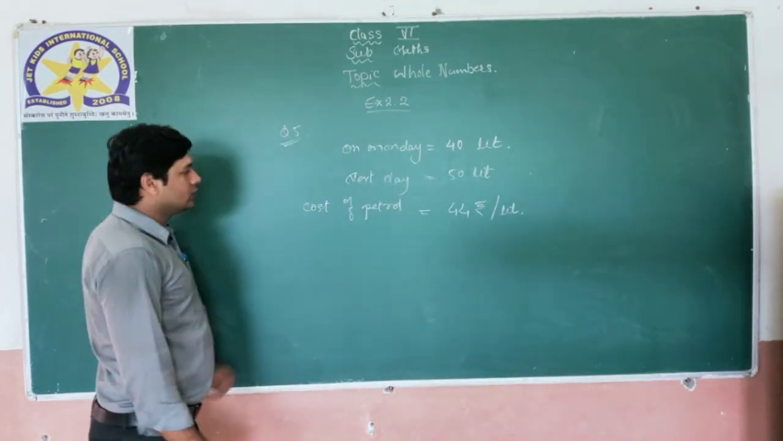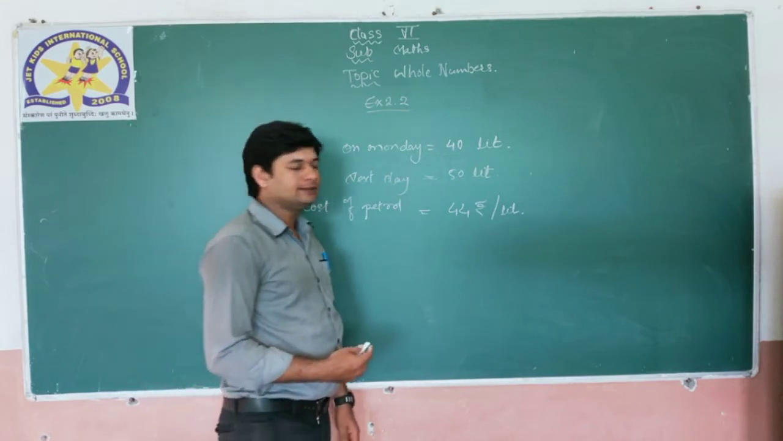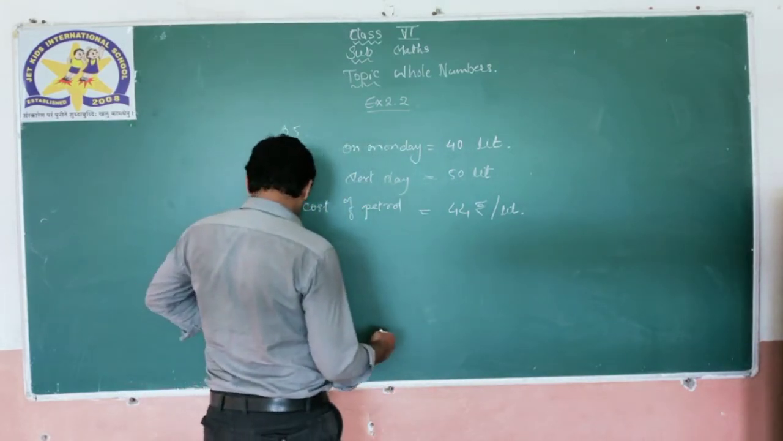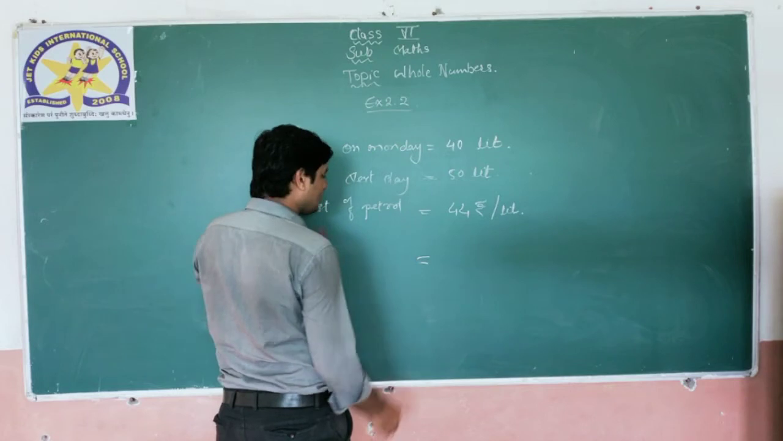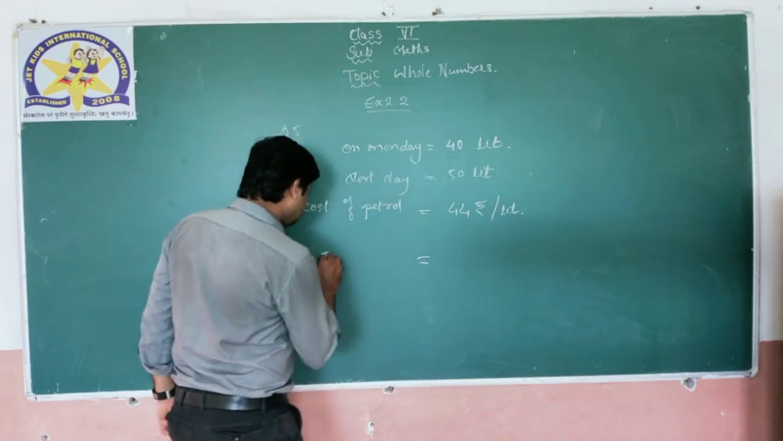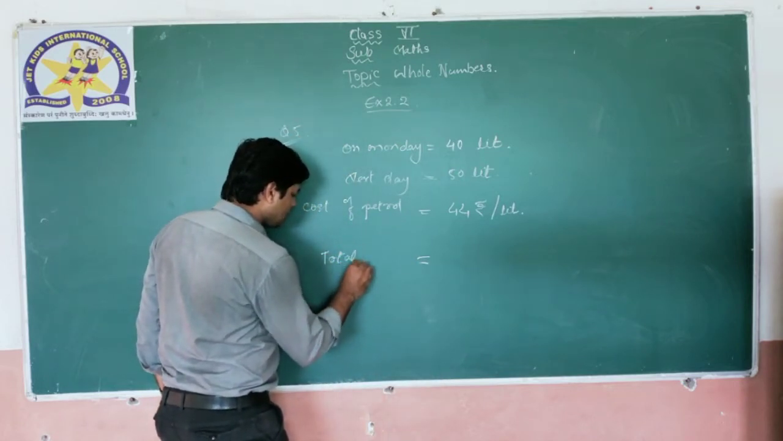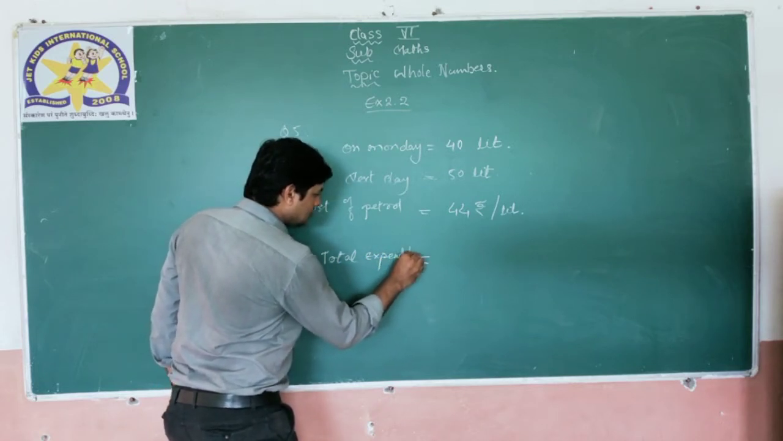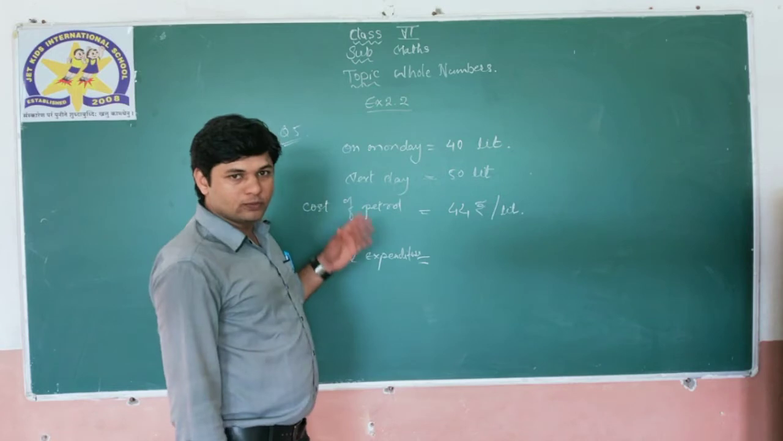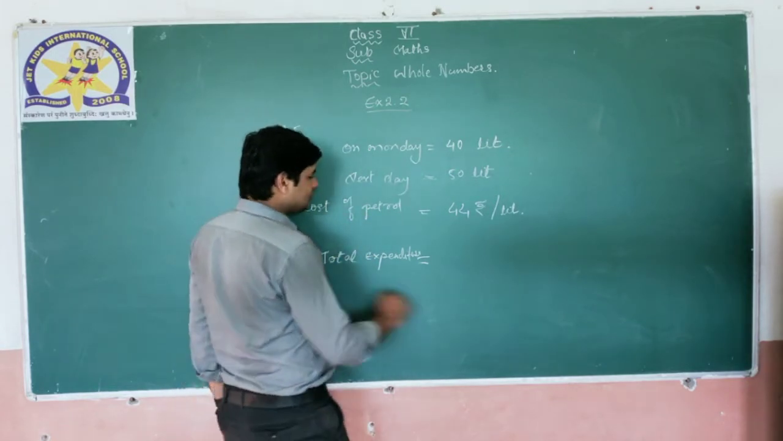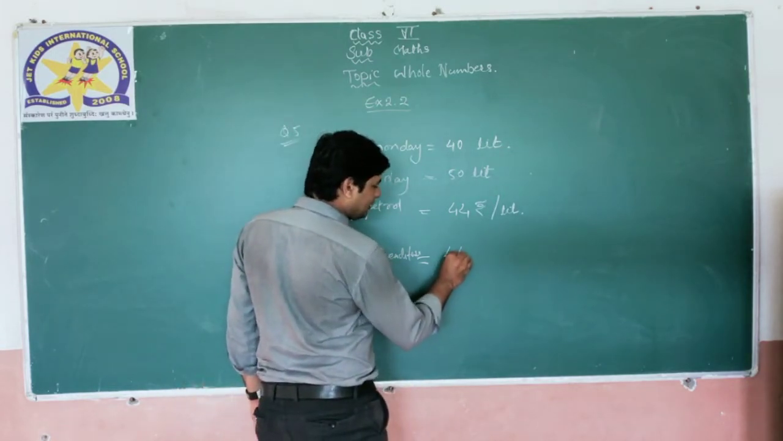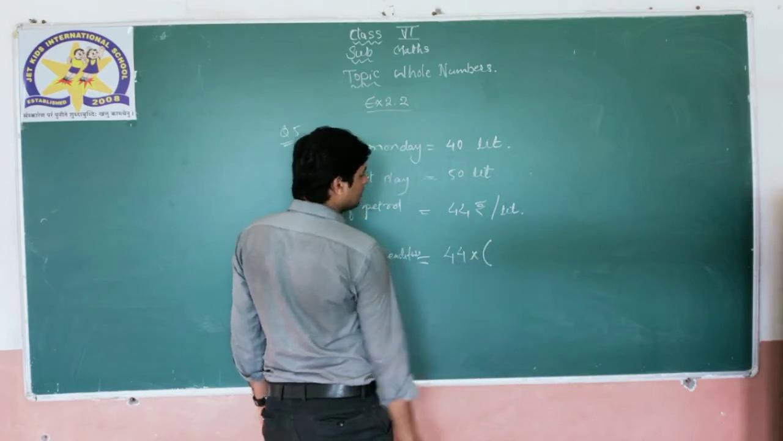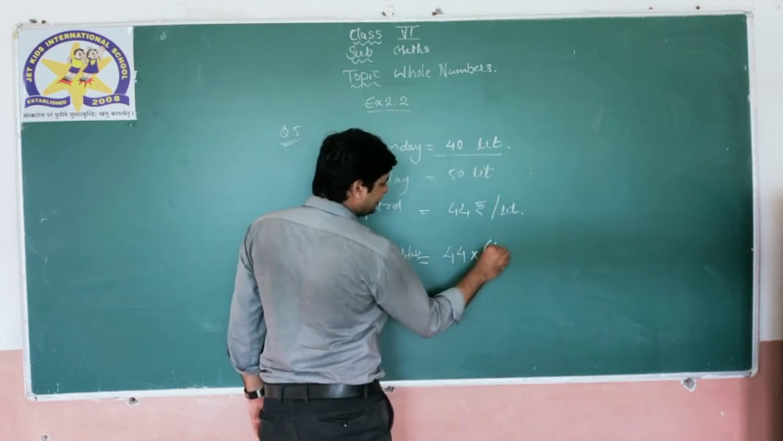So here we are going to do it using our distributive property. Okay, how do we do it? So it is like total expenditure. Write your answer very properly in your notebook. So total expenditure will be 44 multiplied by the first 40 liters.